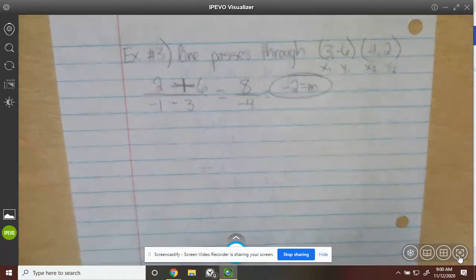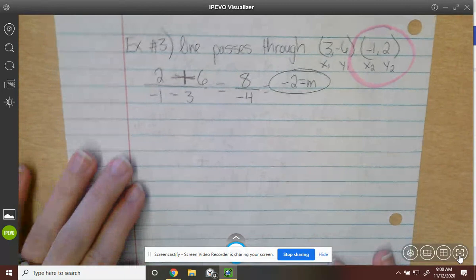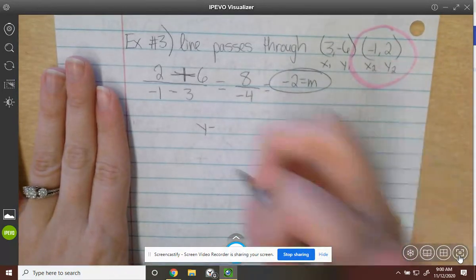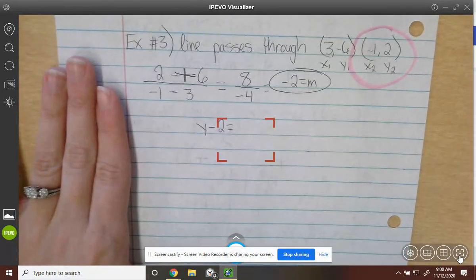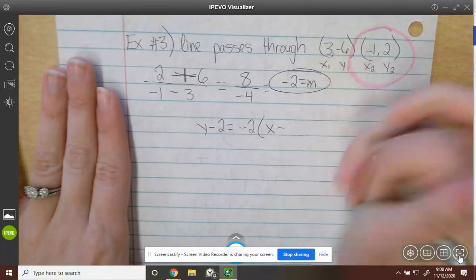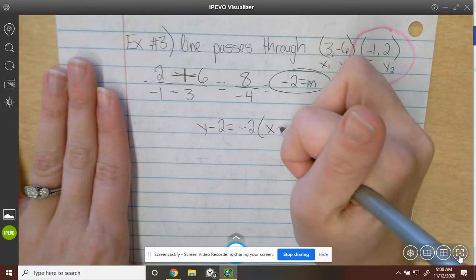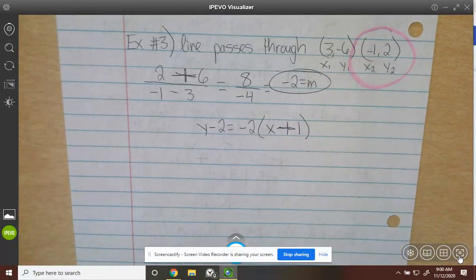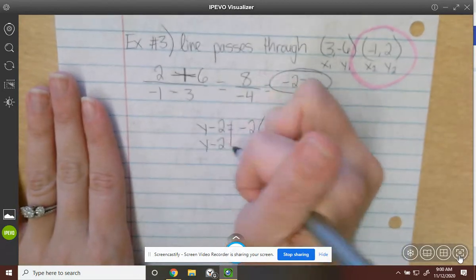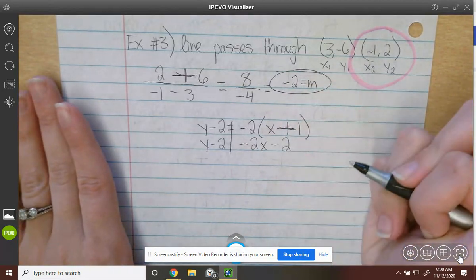Okay, I'm going to use this point because it's smaller than the other one. That's it. So y minus, my y on this one is 2, equals, my slope is a -2. Then I have x minus, my x on this one is a -1. So put a plus sign there because 2 negatives make a positive. I'm going to distribute. So that's -2x minus 2.